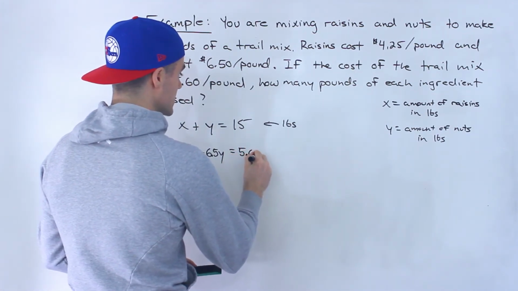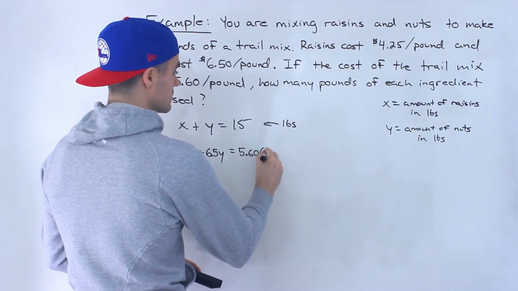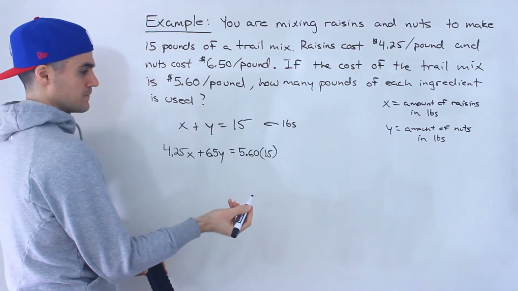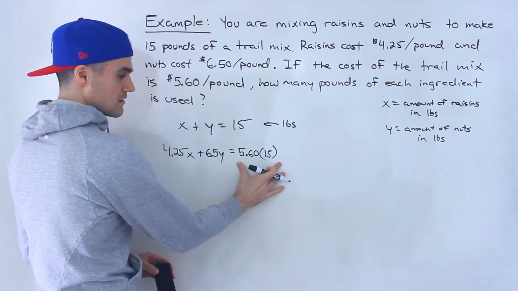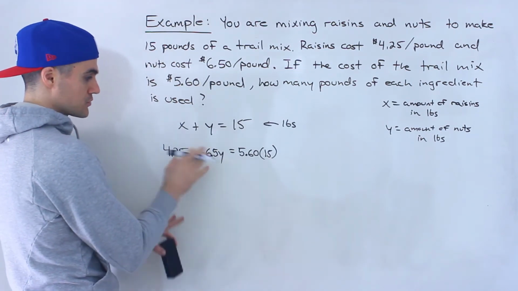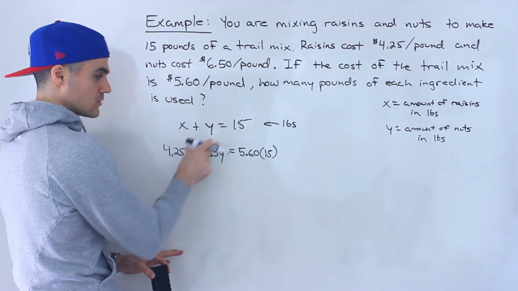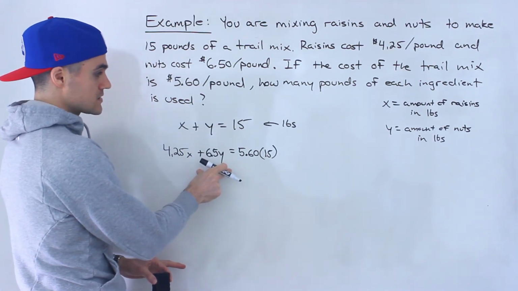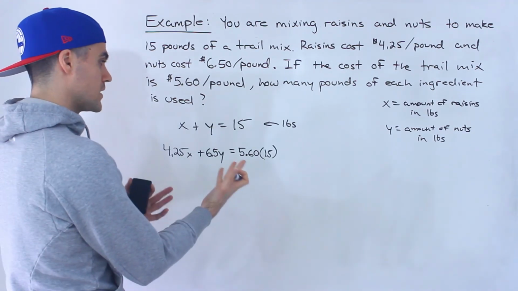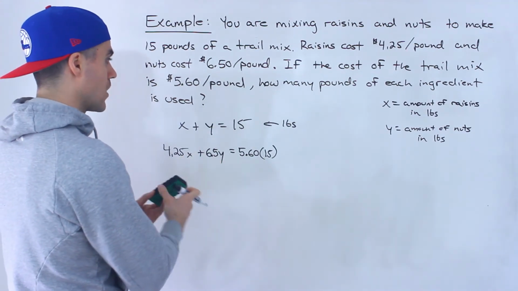And we know the trail mix has what? 15 pounds in it, right? So the total cost of the trail mix is here, and that's going to be composed of the total cost of the raisins going in, plus the total cost of the nuts going into the trail mix. So from here now, we can solve for x and y.